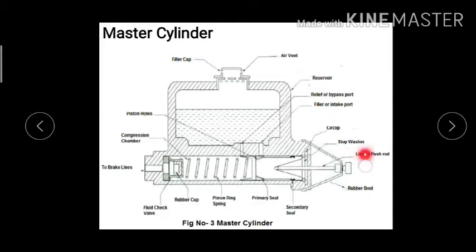Whenever the brake pedal is pressed, the push rod moves the piston inward, that is towards the left, and presses the piston on the left side. During that time the bypass port gets closed. When the bypass port gets closed, a pressure is created inside the compression chamber, and this pressure forces the check valve and rubber valve to open, and it will allow the liquid into the brake lines.